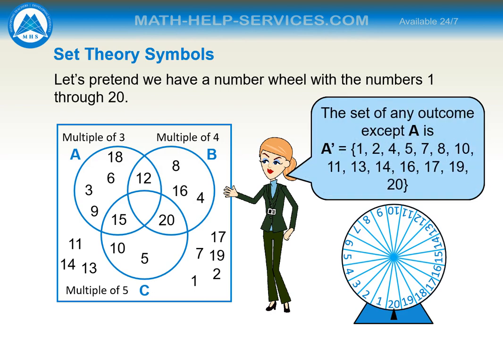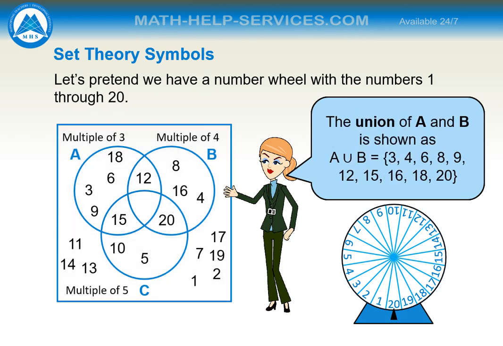The set of any outcome except A is written like this. I'll call this either A prime, A complement, or the complement of A. It's all of these. Those are the numbers 1, 2, 4, 5, 7, 8, 10, 11, 13, 14, 16, 17, 19, and 20. The union of A and B is written like this: A union B. Those numbers are 3, 4, 6, 8, 9, 12, 15, 16, 18, and 20.